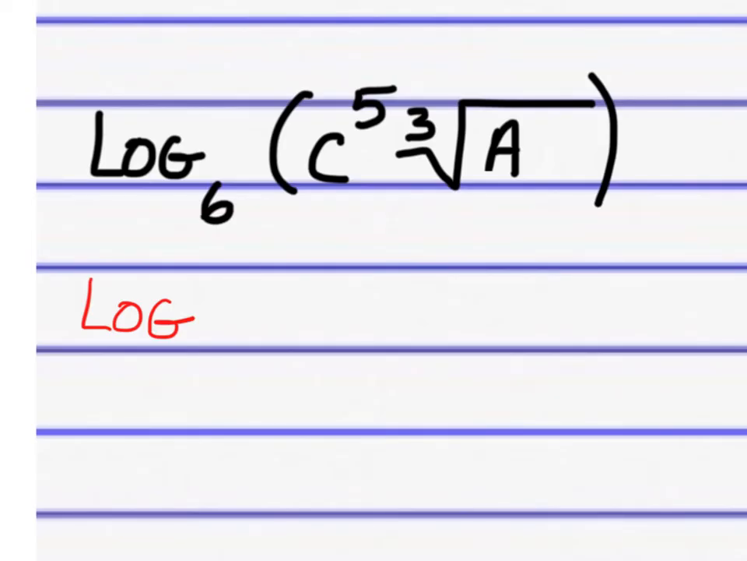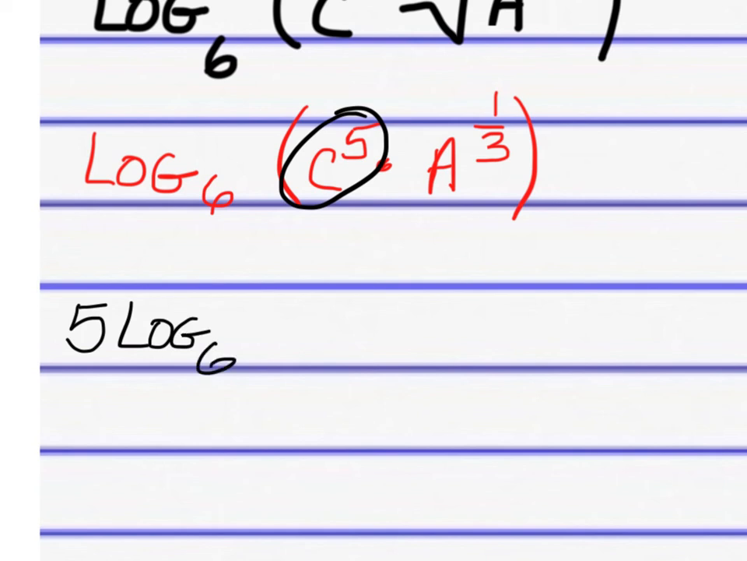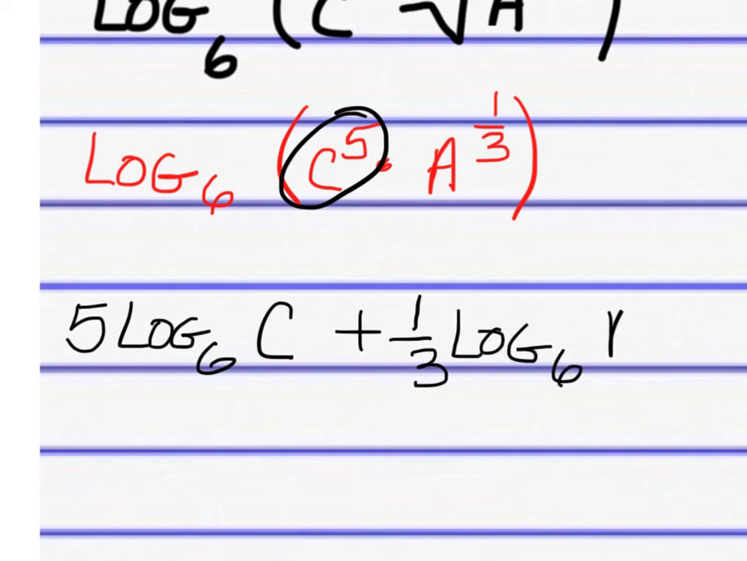So log base 6 of the quantity of c to the 5th, and then that's times a to the 1/3 power instead of the cube root of a. So now we can break these up into addition. We can have this one written as 5 log base 6 of c, and then we can have plus 1/3 log base 6 of a.